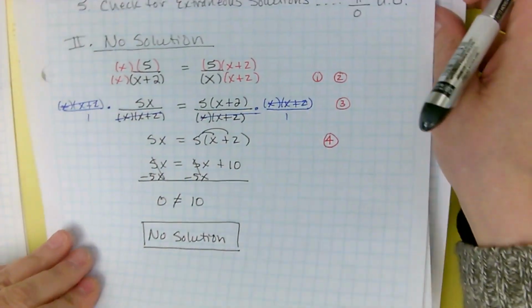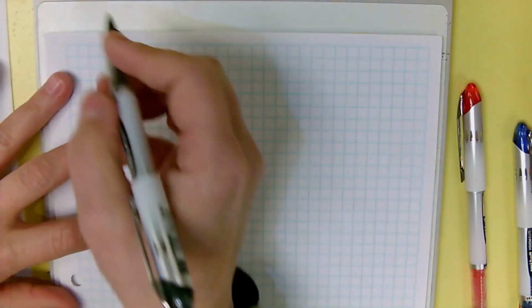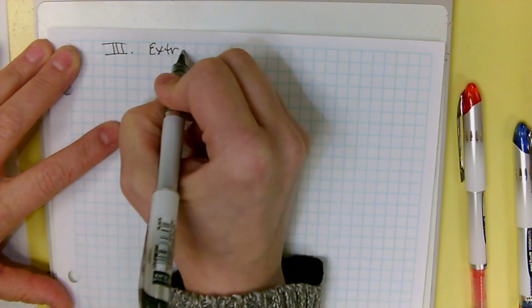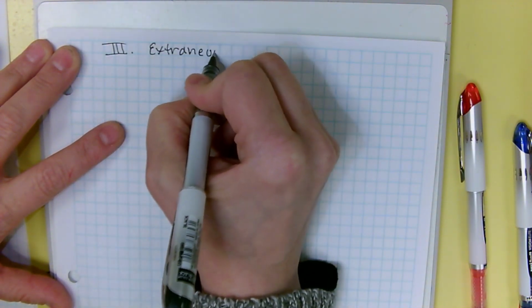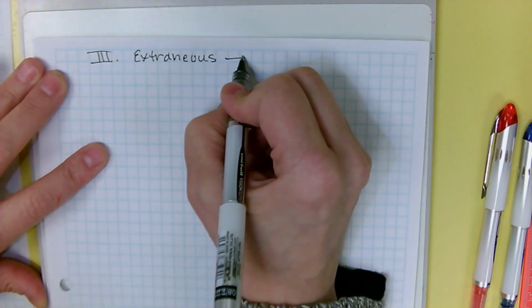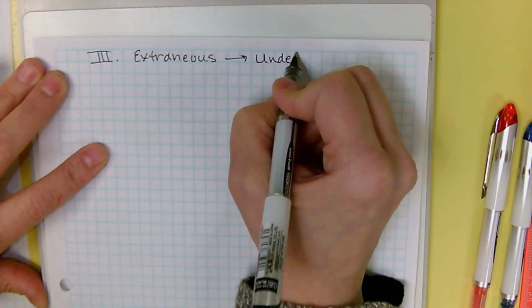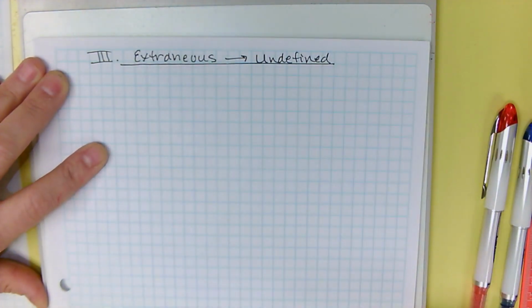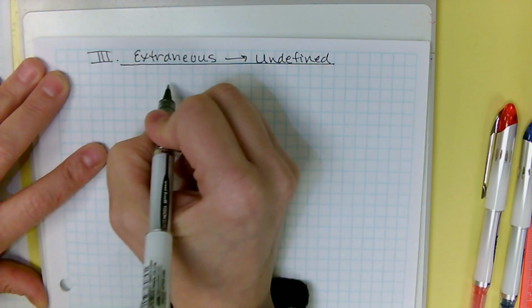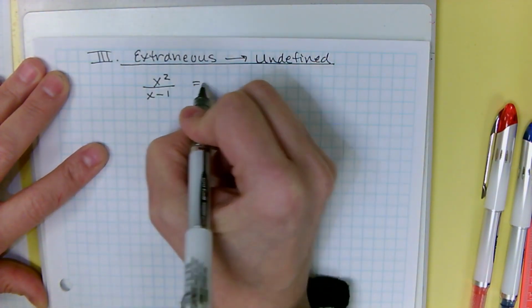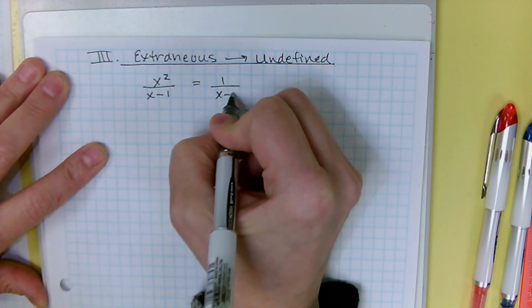All right, Roman numeral 3. This time we're going to get answers, and at least one of them will be extraneous. And to remind you, extraneous solutions cause fractions to be undefined because they cause zeros in the bottom of the fractions. So here's our equation. X squared over x minus 1 equals 1 over x minus 1.